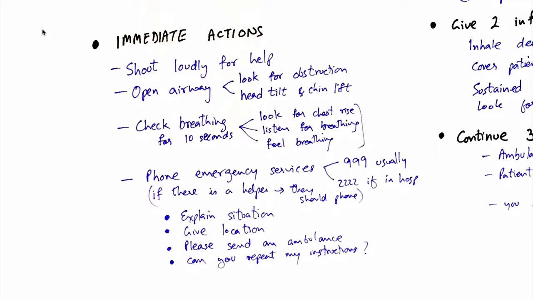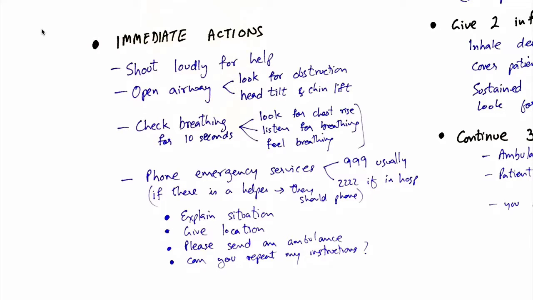Now your immediate actions. First, shout loudly for help. Help, help, help. Open the airway. This includes looking for any obstruction inside the mouth and doing a head tilt and chin lift maneuver. Next, check for breathing for 10 seconds. For this, you will bend over the patient's face, put your cheek against their face. You are looking for chest rise, listening for breathing, and feeling for breathing on your cheek for 10 seconds. By now, you have assessed that the patient is not breathing.